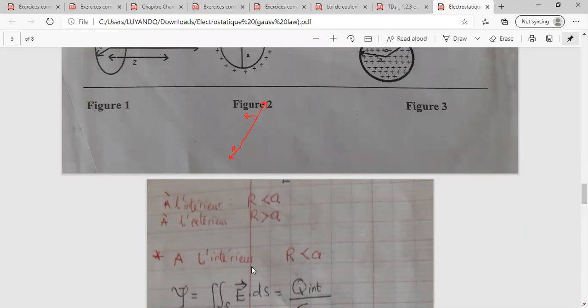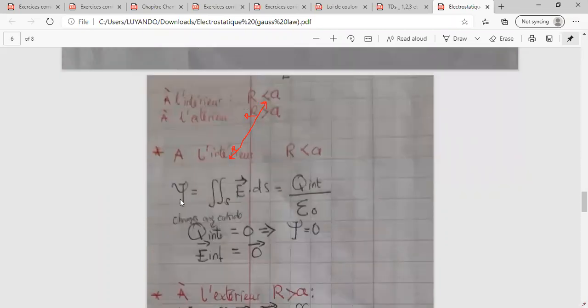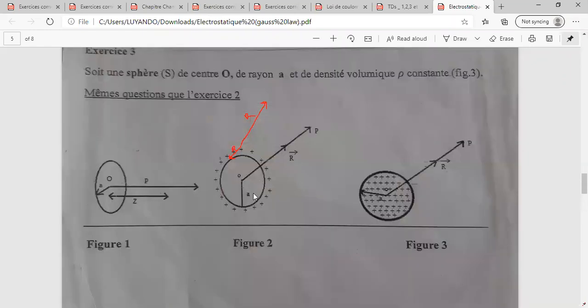So we're going to first try to calculate the E à l'intérieur, where R is less than A. Our equation for flux is the integral of E dS, which is equal to Q interior over epsilon zero. This is our theorem de Gauss, as we earlier stated, for a closed surface. As we can see from our drawing, in the inside of this sphere there's zero charge.